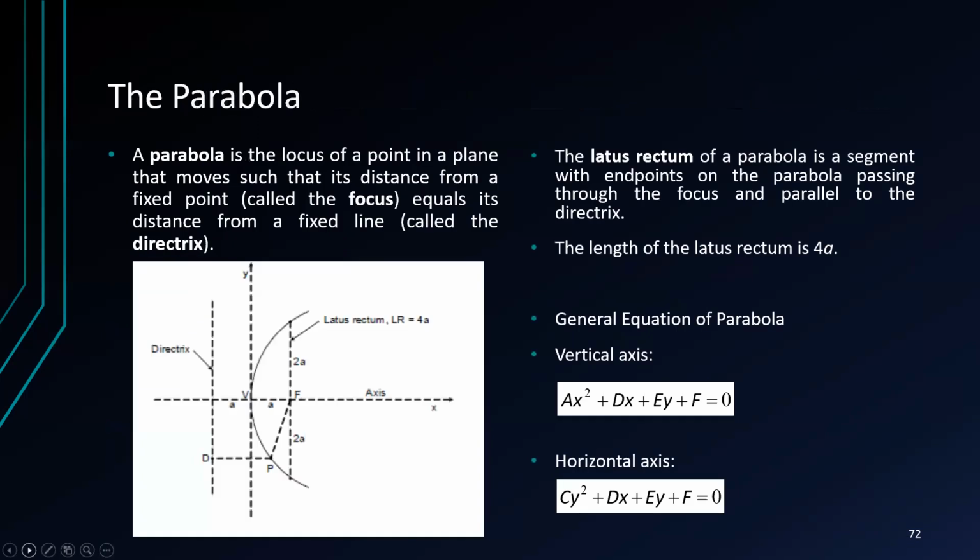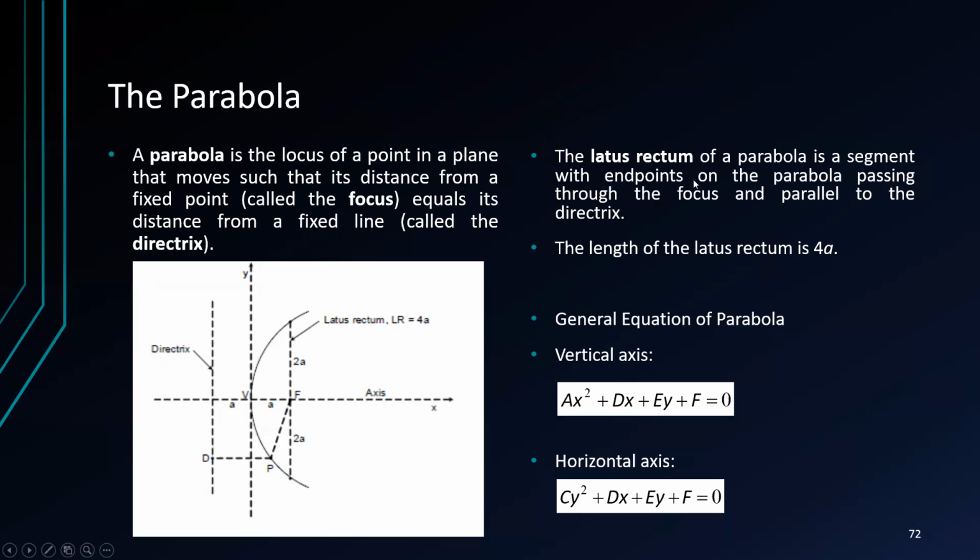Next, the parabola. A parabola is the locus of a point in a plane that moves such that its distance from a fixed point called the focus equals its distance from a fixed line called the directrix. So ito yung directrix, equal yan, yung A equal yan. Tapos ito naman na point niya equal din doon. So yan, hanggang sa magdito ka, equal naman yon.